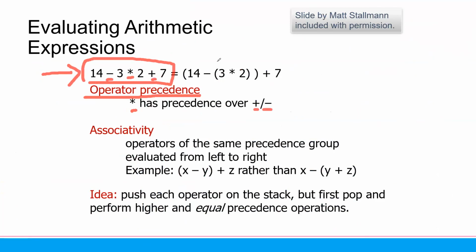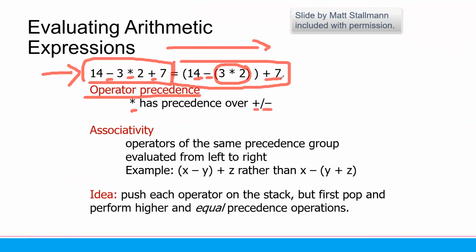So here we have multiply first, and then plus and minus. I can make it in more detail like this one. Multiply we will do first, and then we will check from the left to the right. So 14 minus 6 plus 7. So we will need to understand this associativity. When we have the operators at the same precedence group, like plus and minus, then we will go from left to right. From left to right means x minus y, then plus z.